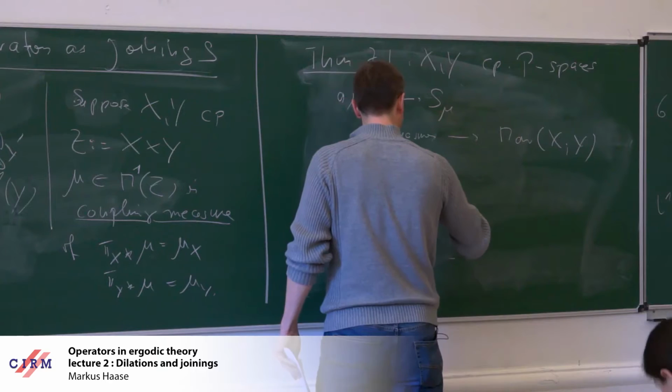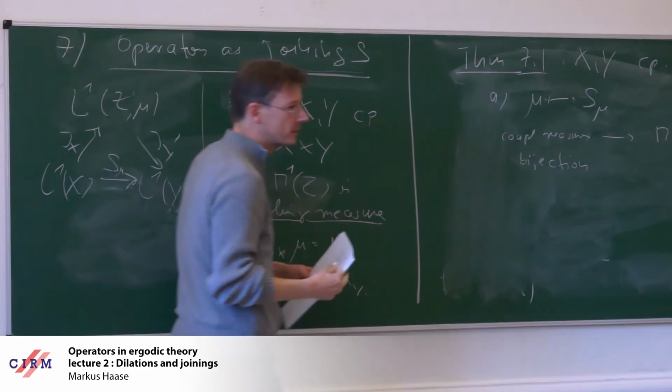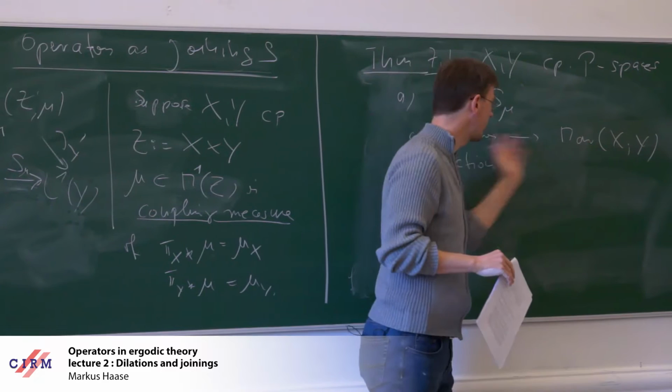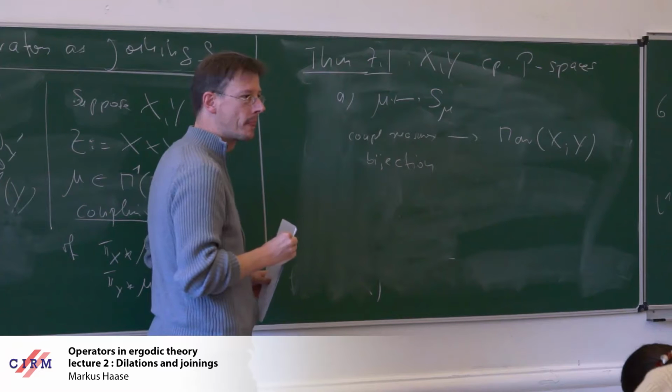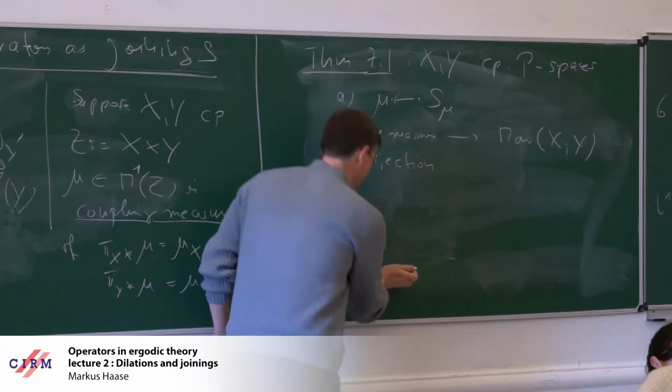To say the least, it's also affine. Of course, the set of coupling measures is a convex set, and so this is also convex. So this is an affine bijection, and it also has continuity properties with respect to the weak star topology here, and the weak operator topology here. The bijection comes from this representation here. I will show you how the bijection is done. Just be a bit patient; in a second I will do it.